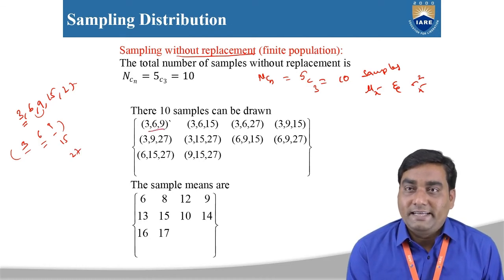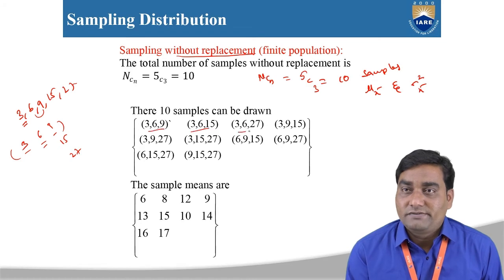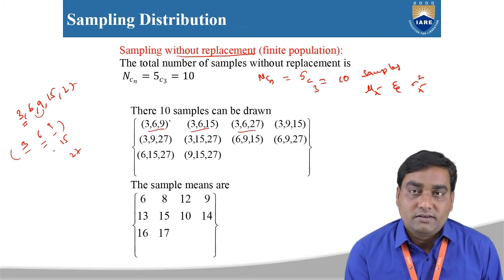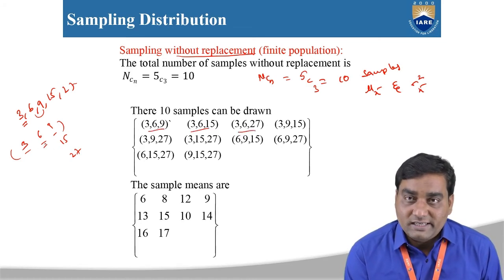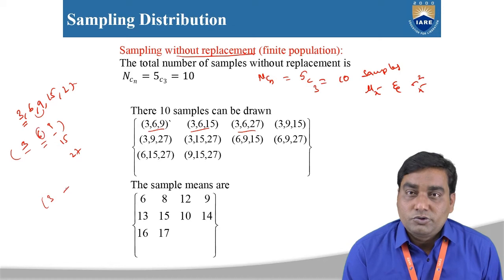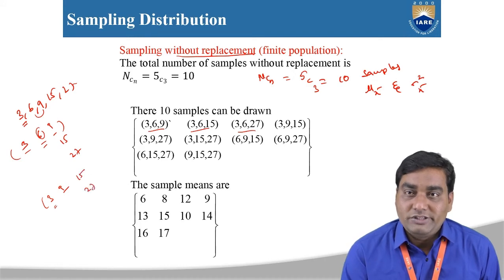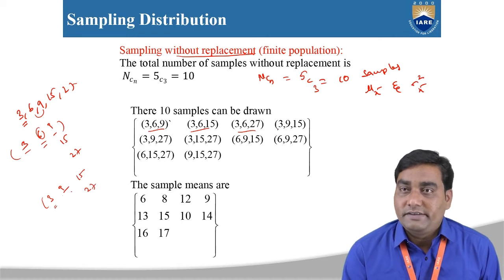So that 3 I written: 3, 6, 9; 3, 6, 15; 3, 6, 27. First one fixed, second position also fixed. Now I am going to change the second position to 9. First one fixed, second one also 9 fixed. Third one 15, this 15 may change to 27. 3, 9, 15; 3, 9, 27.